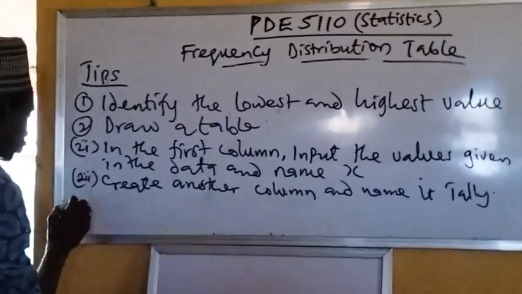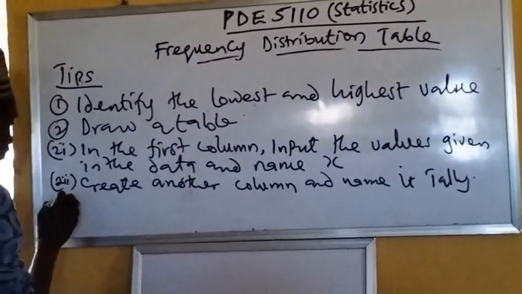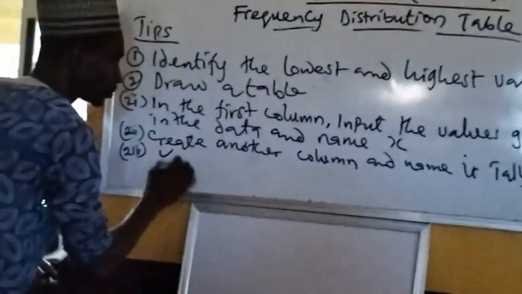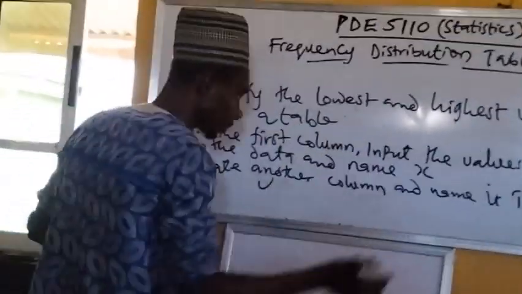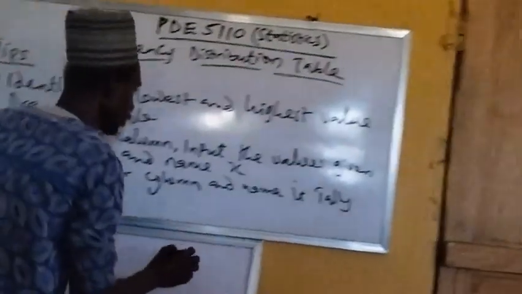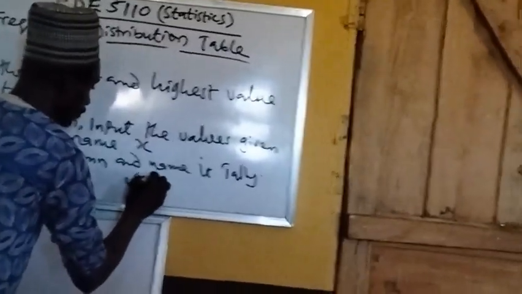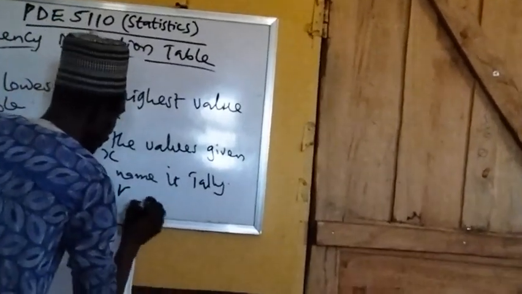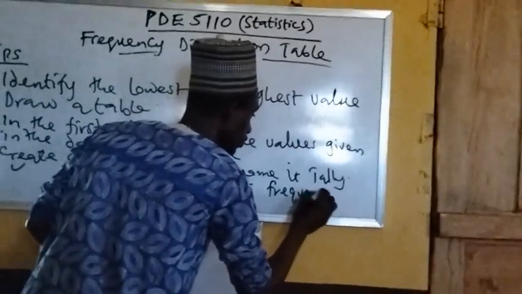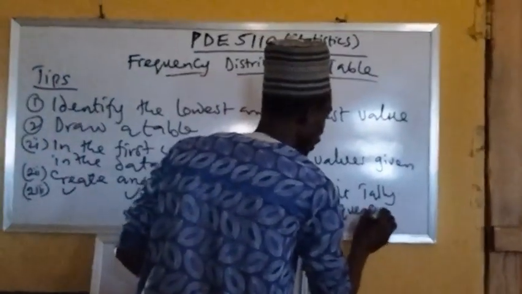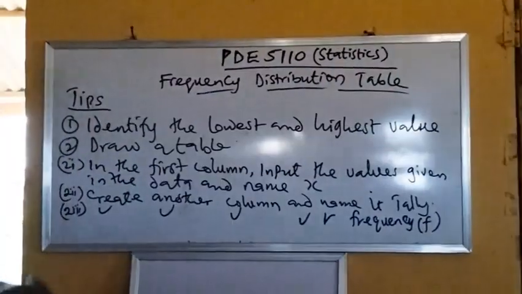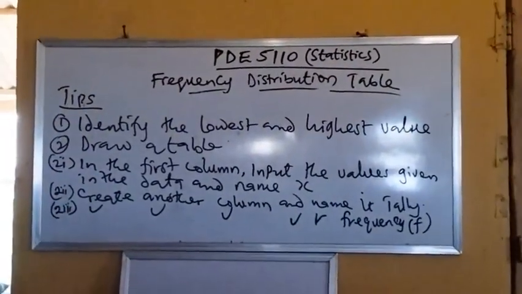Then 2iii. The next thing, create another column adjacent to the second one and name it frequency. This frequency is denoted by F. These are those things we need to do.